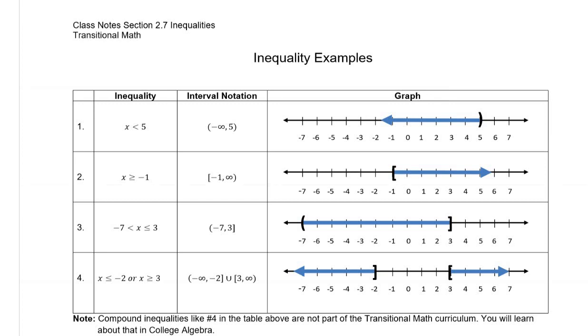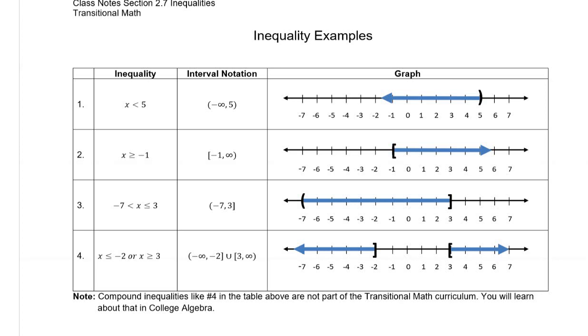Okay, this video is going to be on section 2.7 and we are going to be looking at the graphs of inequalities. And you can see from my table here that we've got four basic types of inequalities we're going to look at. We're going to look at an inequality where we are looking at numbers that are to the left of a given number, like right here, or to the right of a given number, or where I have a lower bound and an upward bound.